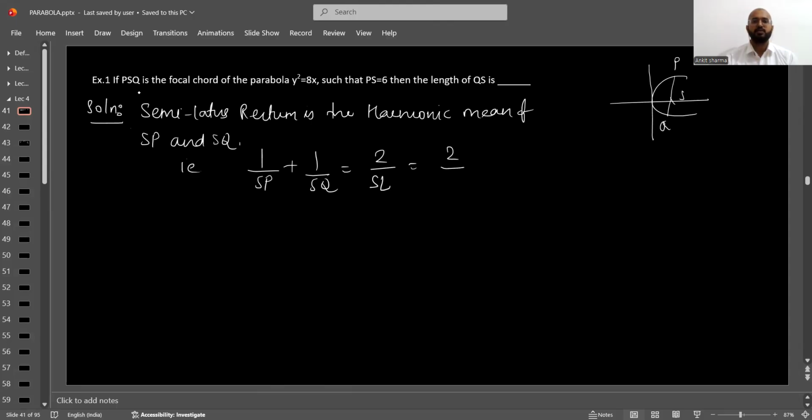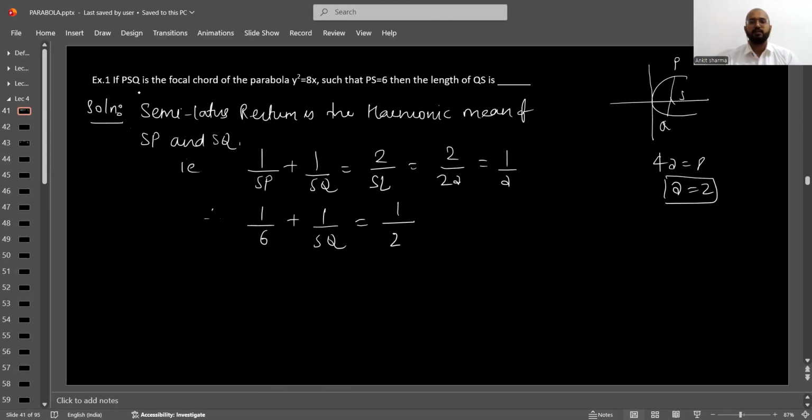So semi-latus rectum is 2A basically, so in this case it is simply 1 over A. So I have here 1 over SP, which turns out to be 6, plus 1 over SQ is equal to 1 over A. A I need to find out. So you have 4A is equal to 8. So from here you get A is equal to 2. You can just plug in here A equal to 2.